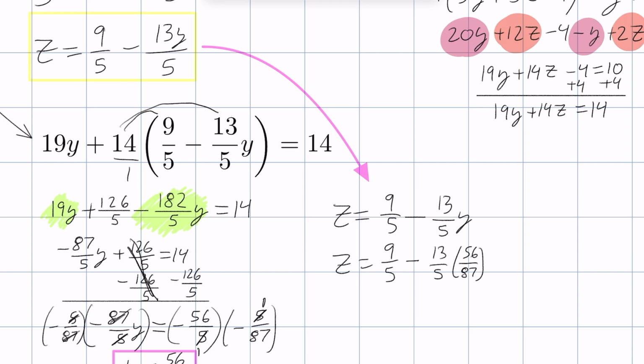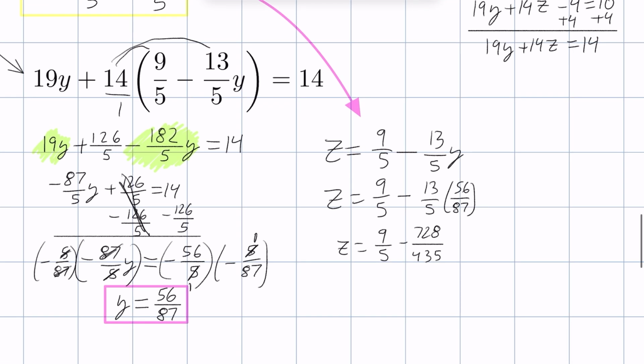So now we need to find what this multiplies out to. So we've got 13 times 56 in the numerator, which is 728. And we have 5 times 87 in the denominator, which is 435. To combine these, 9/5 needs to be multiplied by 87 over 87. So 9 times 87 is 783.